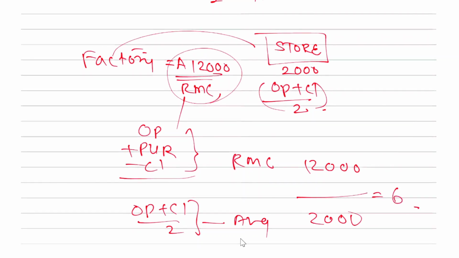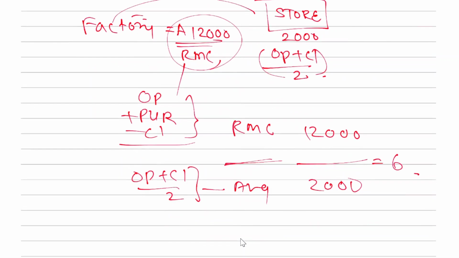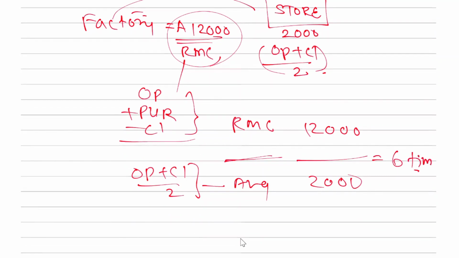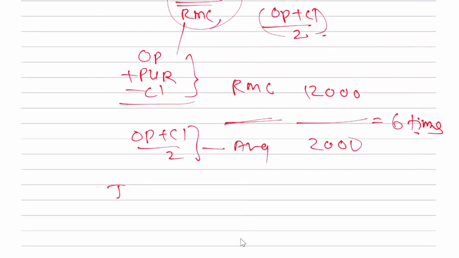So the formula becomes raw material consumed divided by average stock. You will get the inventory turnover ratio. 6 times, understood? Then that is 6 times movement. Inventory turnover ratio is indicated in two ways.